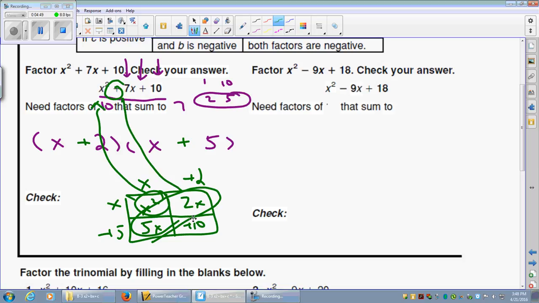And obviously I have the 10. Okay, and that's really it. That's as hard as it gets. Let's do another one just like that. We might mess up some signs a little bit here.